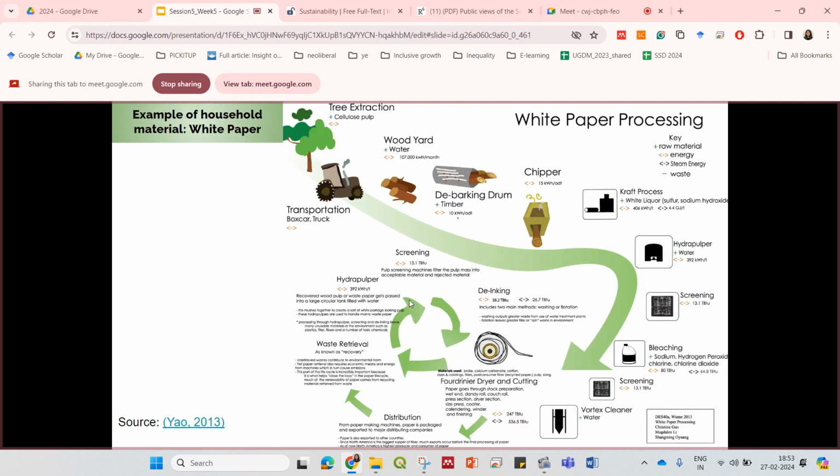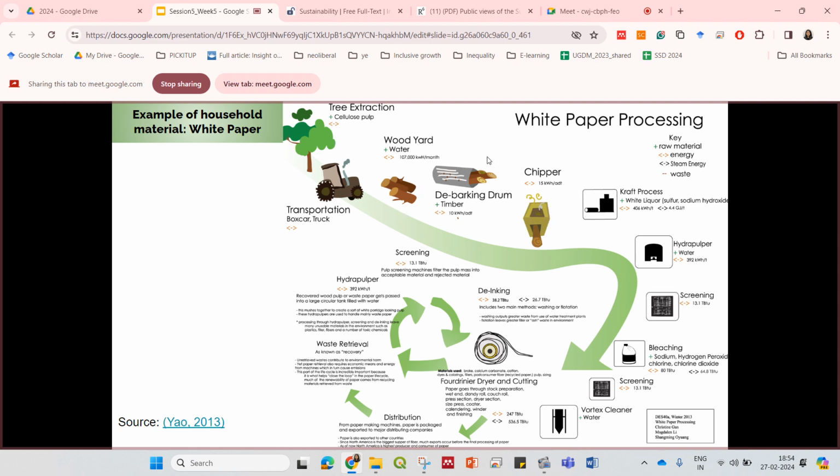Another example can be the white paper which you use in your household. So this is an example of the life cycle of the paper. It is extracted from trees, which are the raw material for it. It is then transported and taken to the material processing factory. So it can be in different stages.